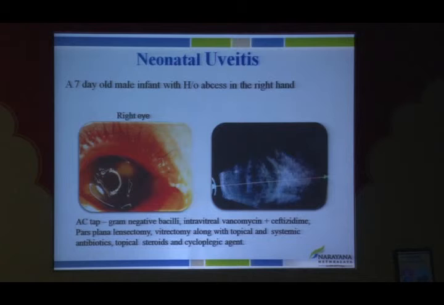We'll move on to the case examples. Here, a 7-day-old male child had a history of abscess in the right hand, following which they noticed whitish discoloration in the eye. The child has endogenous endophthalmitis. We did the AC tap and found gram-negative bacilli. In spite of the intravitreal antibiotics, pars plana vitrectomy and lensectomy, followed by systemic antibiotic therapy, the eye went into phthisis. Most of them behave with an aggressive course.